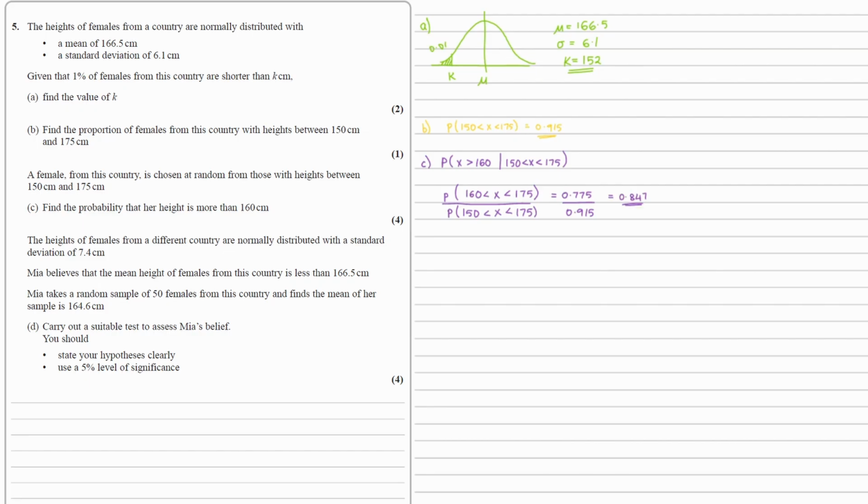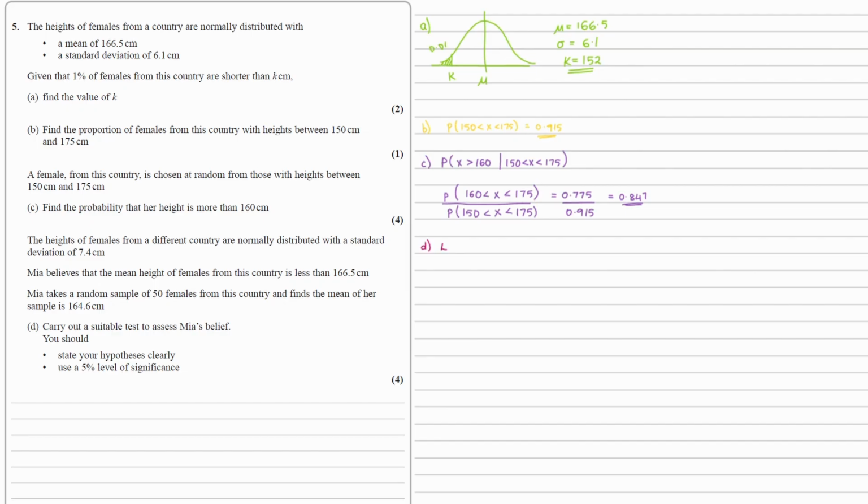The next part says the heights of the females from a different country are normally distributed with a standard deviation of 7.4. Mia believes that the mean height of the females from this country is less than 166.5. Mia takes a random sample of 50 females from this country and finds the mean of her sample is 164.6. Part D, carry out a suitable test to assess Mia's belief. You should state your hypothesis clearly and use a 5% level of significance.